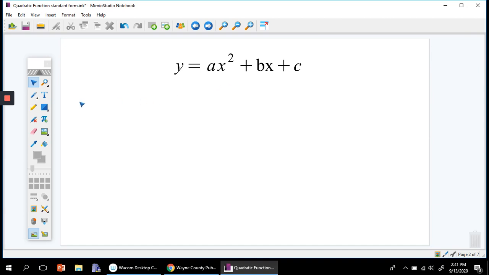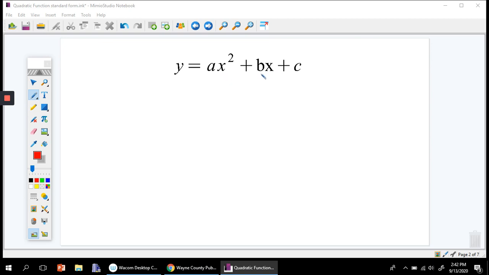The first thing that we need to know when we are finding the vertex and other properties of a quadratic function in standard form is to identify first the values of your a, b, and c. Now, a here is the coefficient of x squared. So it is always beside your x squared. So it is a numerical coefficient. That means it is a number with x squared.